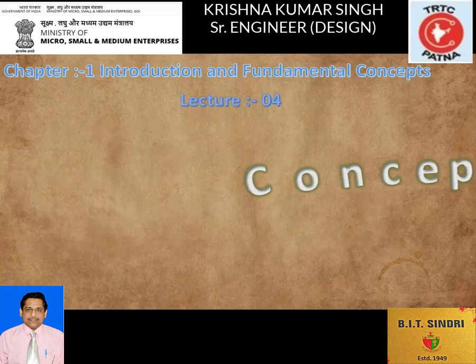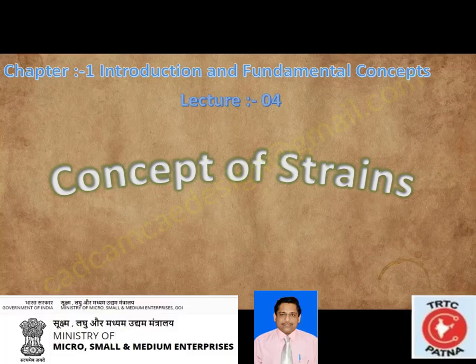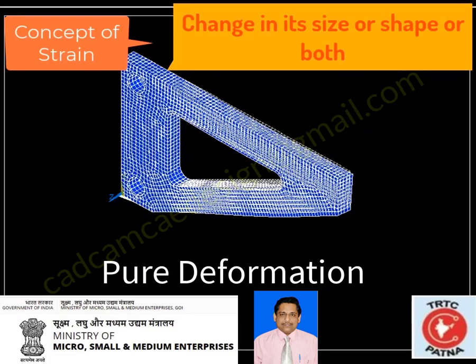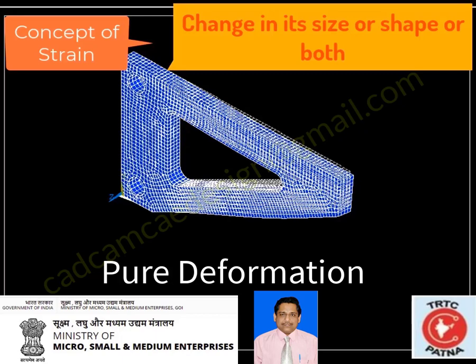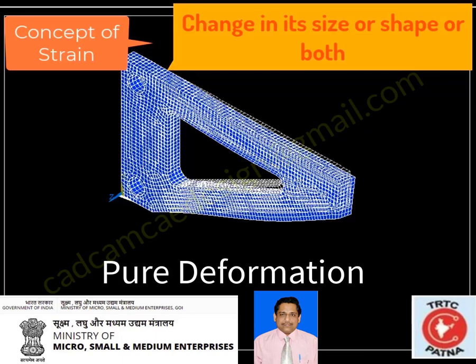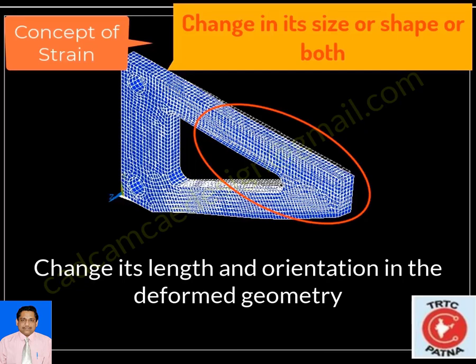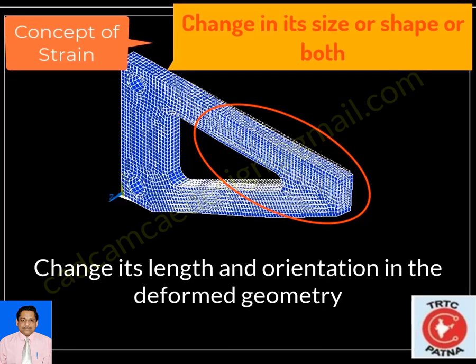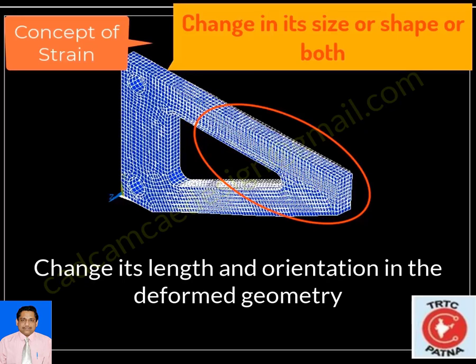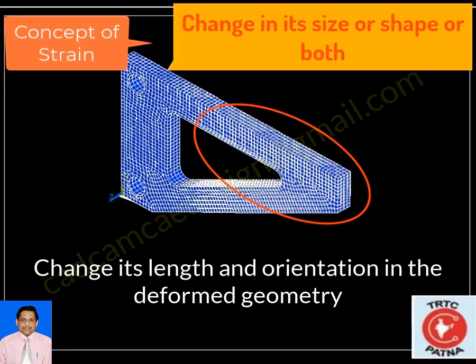So now let us start the concept of strain. Pure deformation of a body is characterized by a change in its size or shape or both. For a quantitative description of deformation, we introduce the concept of strain. As can be easily visualized, a line segment either inside the body or on its surface will in general change its length and orientation in the deformed geometry.